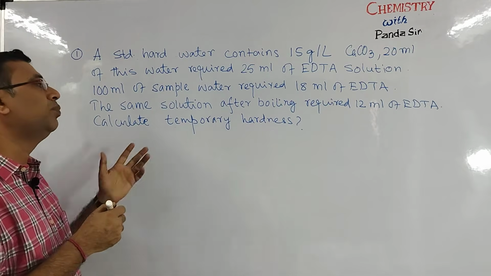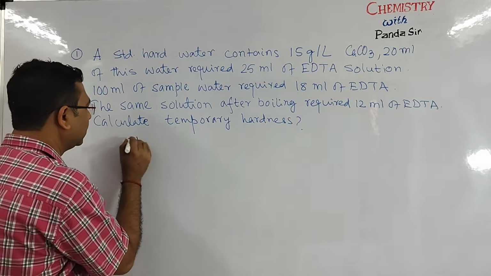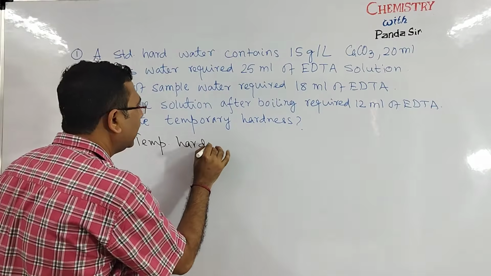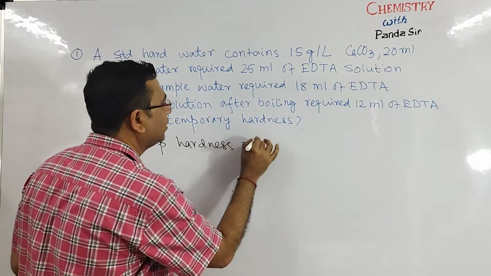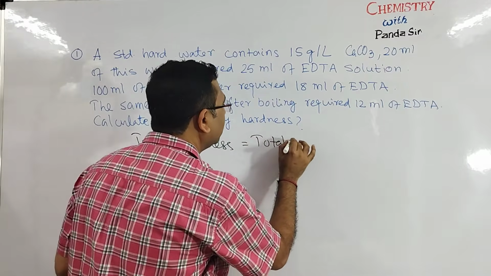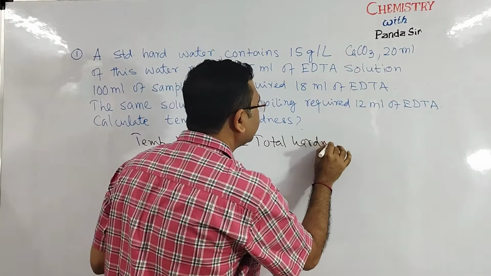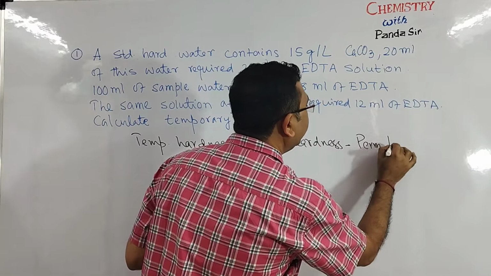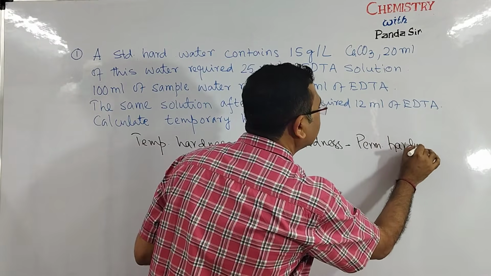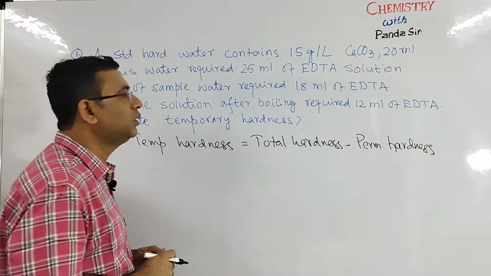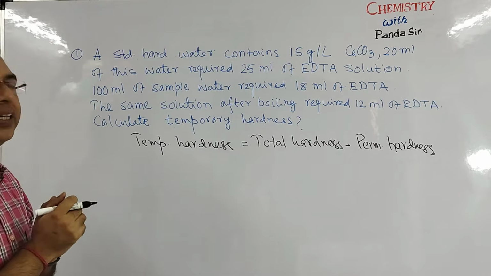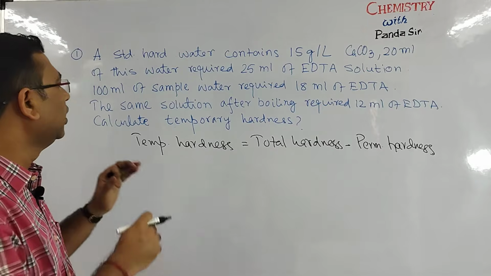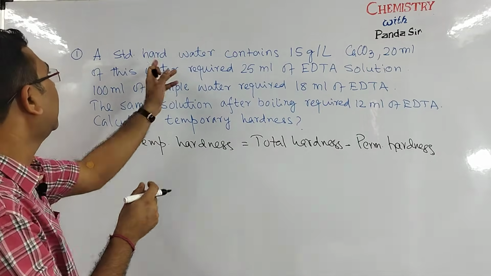We know the temporary hardness. What is temporary hardness? That temporary hardness we can calculate. Temporary hardness is the total hardness minus permanent hardness. Total hardness minus permanent hardness, we know that. So we have to calculate the total hardness, we have to calculate the permanent hardness. So in order to do that, let's start from the beginning.